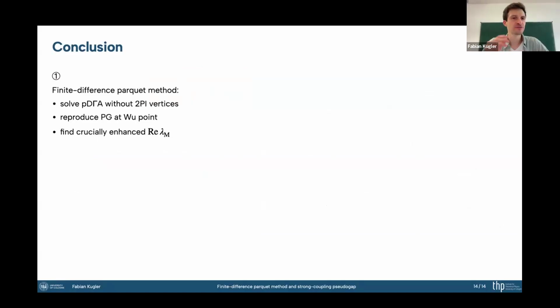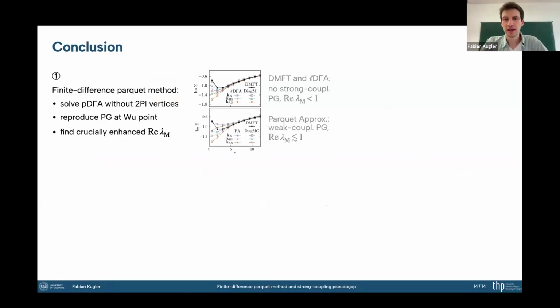I have 3 points here. First, I showed you our new method, how we can thereby solve parquet D gamma A without encountering 2 PI vertices, how we could reproduce the pseudogap at the Wu point and found that the enhancement of the Hedin vertex is crucial. I want to emphasize this once more.